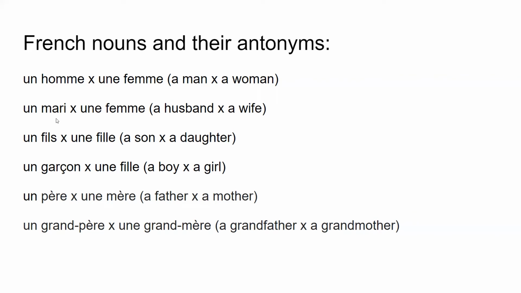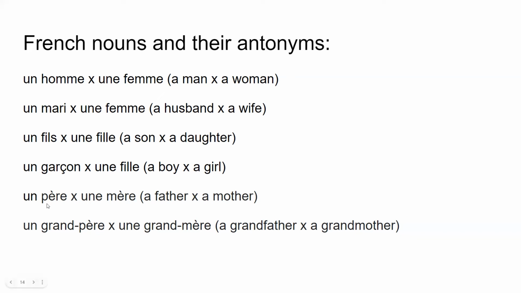Moving on, we have un mari, which means a husband, which is again the opposite of une femme, which in this context means a wife. Since mari begins with a consonant M and there is no vowel clash here, we say "uh mari" instead of "un mari". Next, we have un fils, which means a son, which is the opposite of une fille, which means a daughter. Un garçon, a boy, is the opposite of une fille, a girl.